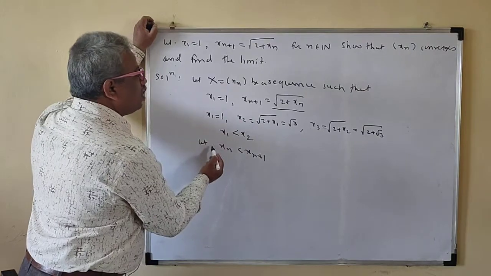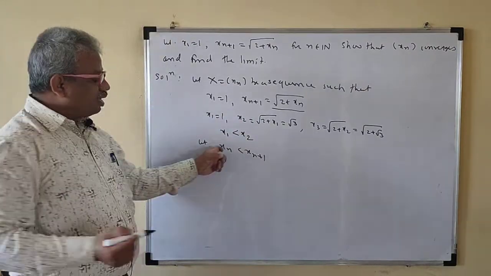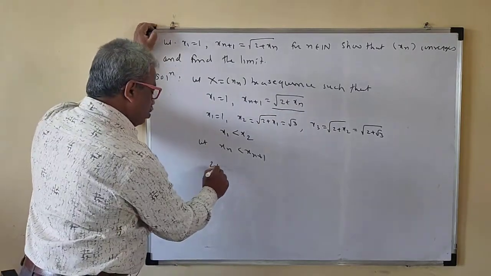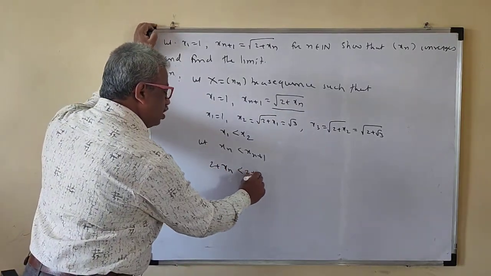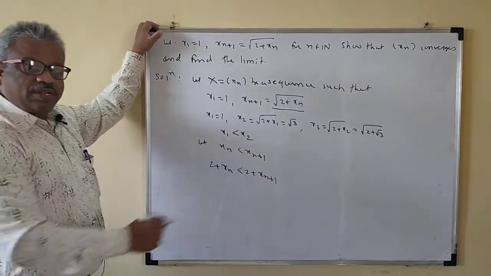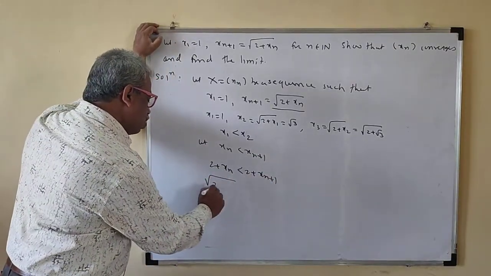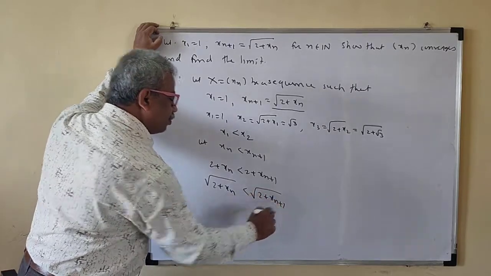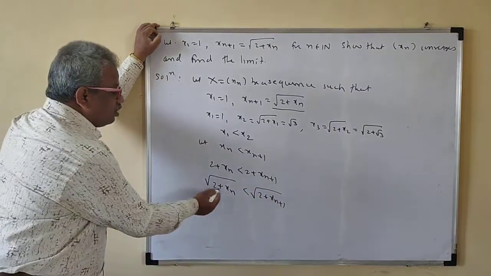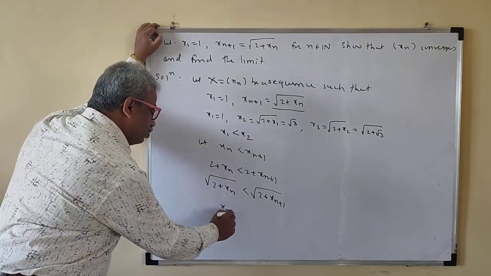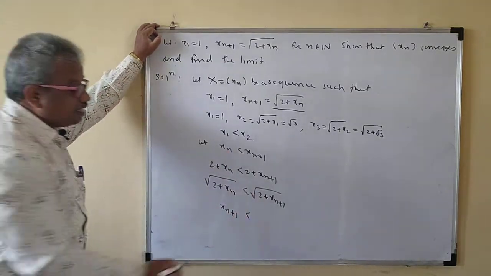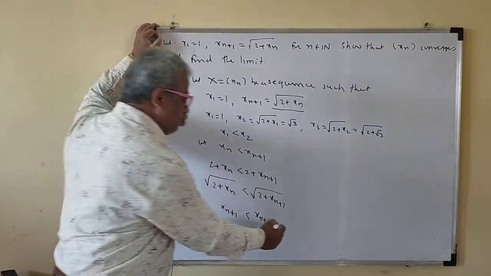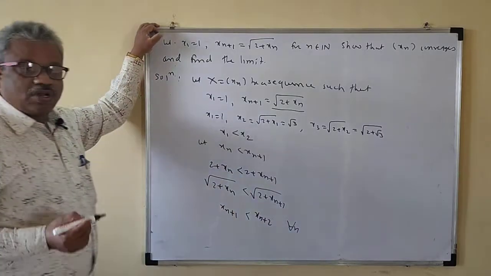So what you want here? You want xn plus 1, that means root of 2 plus xn. First we will add 2 on both sides. So this is 2 plus xn plus 1. Now we take the root on both sides. So what is this? This is 2 plus xn, which is xn plus 1. And this is xn plus 1, that means this is xn plus 2. And this is true for all n.